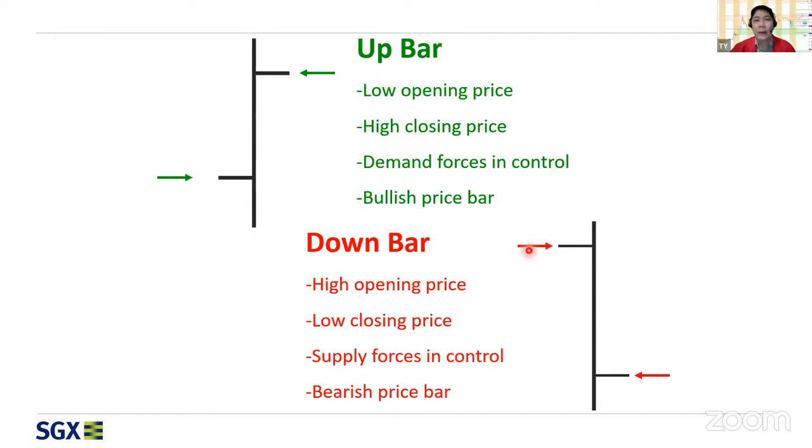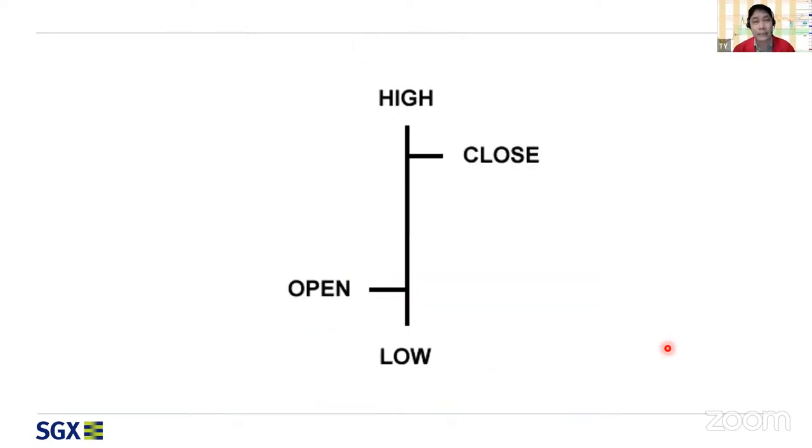Whereas if the opening price is relatively higher, and price is driven down such that you have a lower closing price, that suggests supply forces are in control and is a bearish price bar. So I repeat, open lower, close higher is an up bar. Open higher, close lower would be a down bar. Now, with this understanding of the bar chart, up bar, down bar, let's talk about candlestick construction.